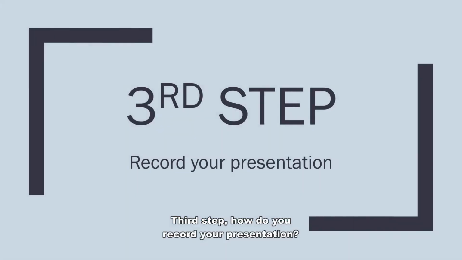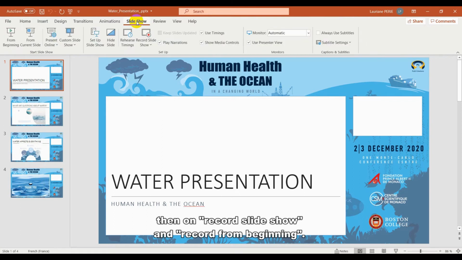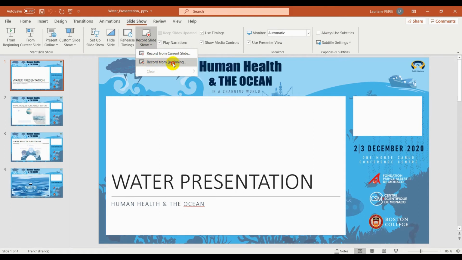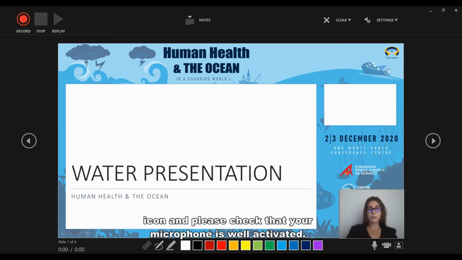Third step, how do you record your presentation? When your slides are ready, you must first click on Slideshow, then on Record Slideshow and Record from Beginning. At this step, please click on the camera icon and please check that your microphone is well activated.